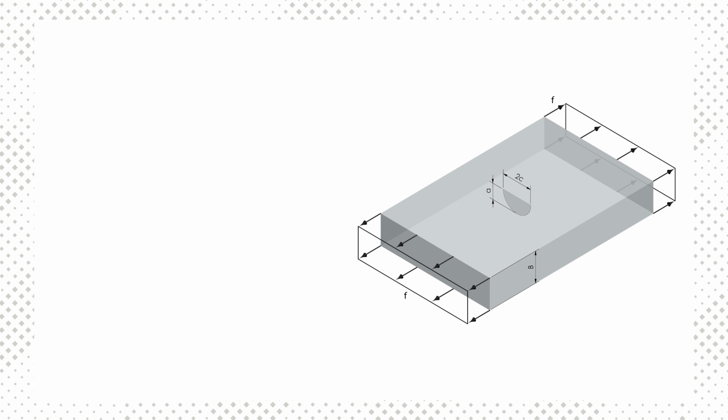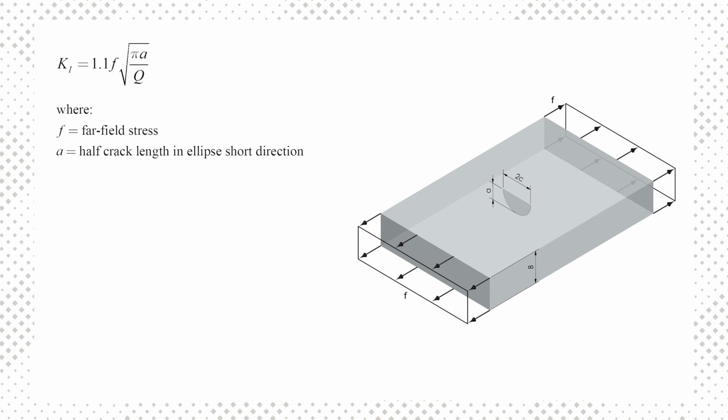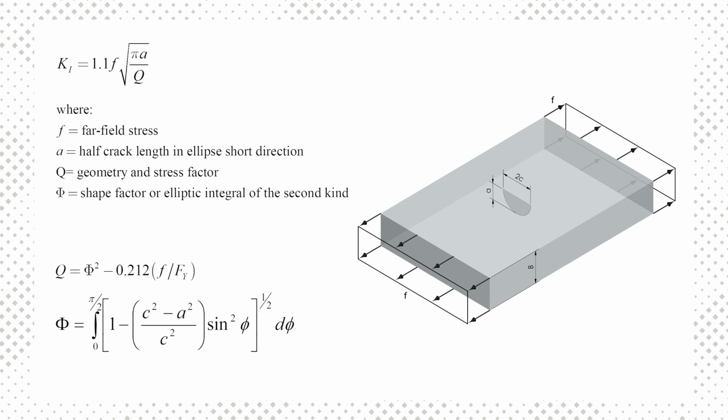Looking at the specific case of a semicircular edge crack, the Mode 1 stress intensity factor is given by this equation, where F is the far-field stress, A, the crack depth, Q, a geometry and stress adjustment factor, Phi, a shape factor, F sub y, the yield tensile stress, and C, half crack length. Let's look briefly at three key fracture toughness realities.